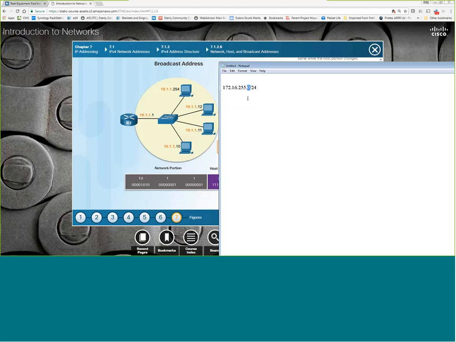What are the host bits here? 1, 2, 3, 4, 5, 6, 7, 8. All the host bits are zeros. So that is actually the network ID or subnet ID. The first usable address will be 0.1. The last usable will be 0.254. And the broadcast would be 172.16.255.255. And we're going to learn this is a subnet of that major 172.16 network where we borrowed 8 bits.